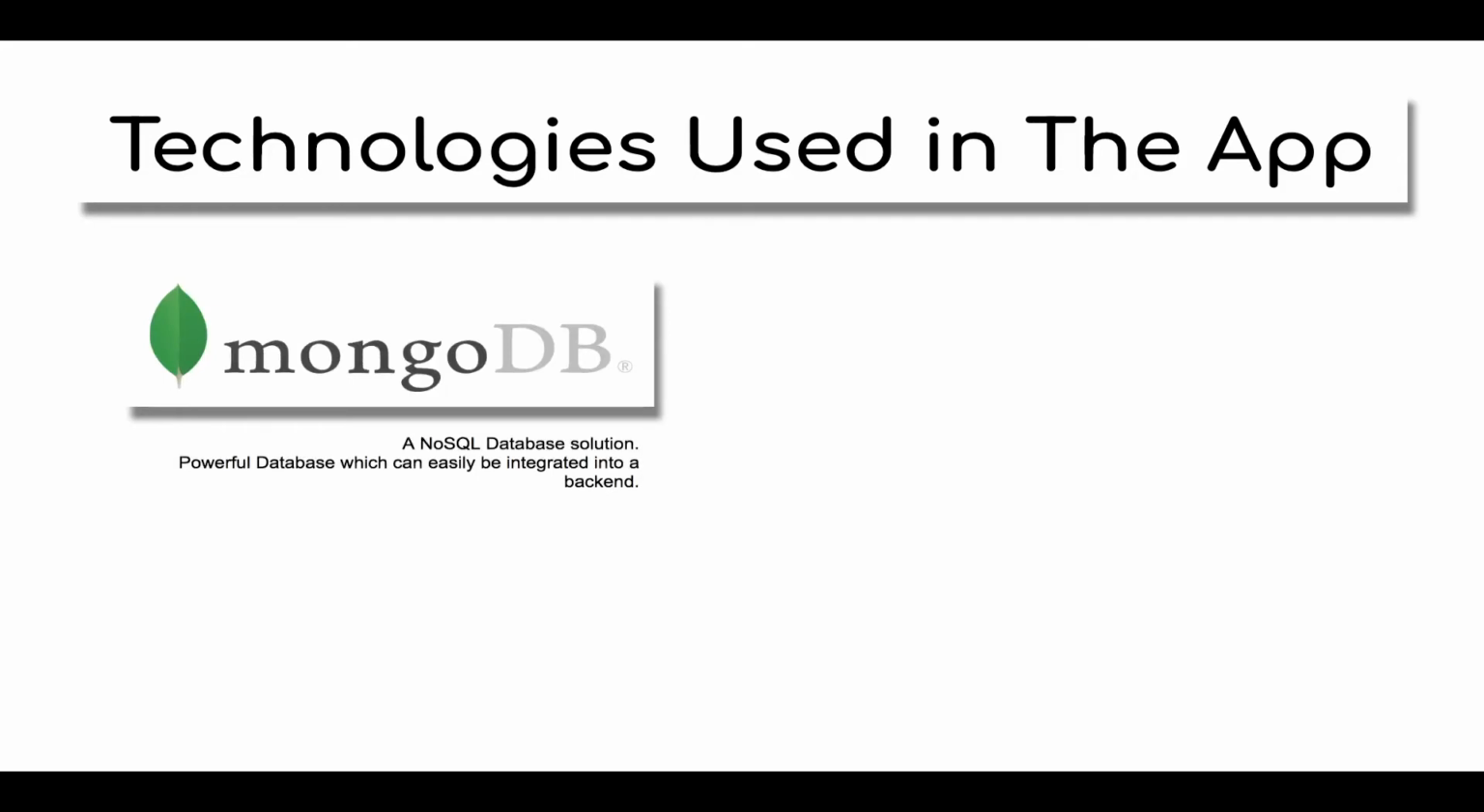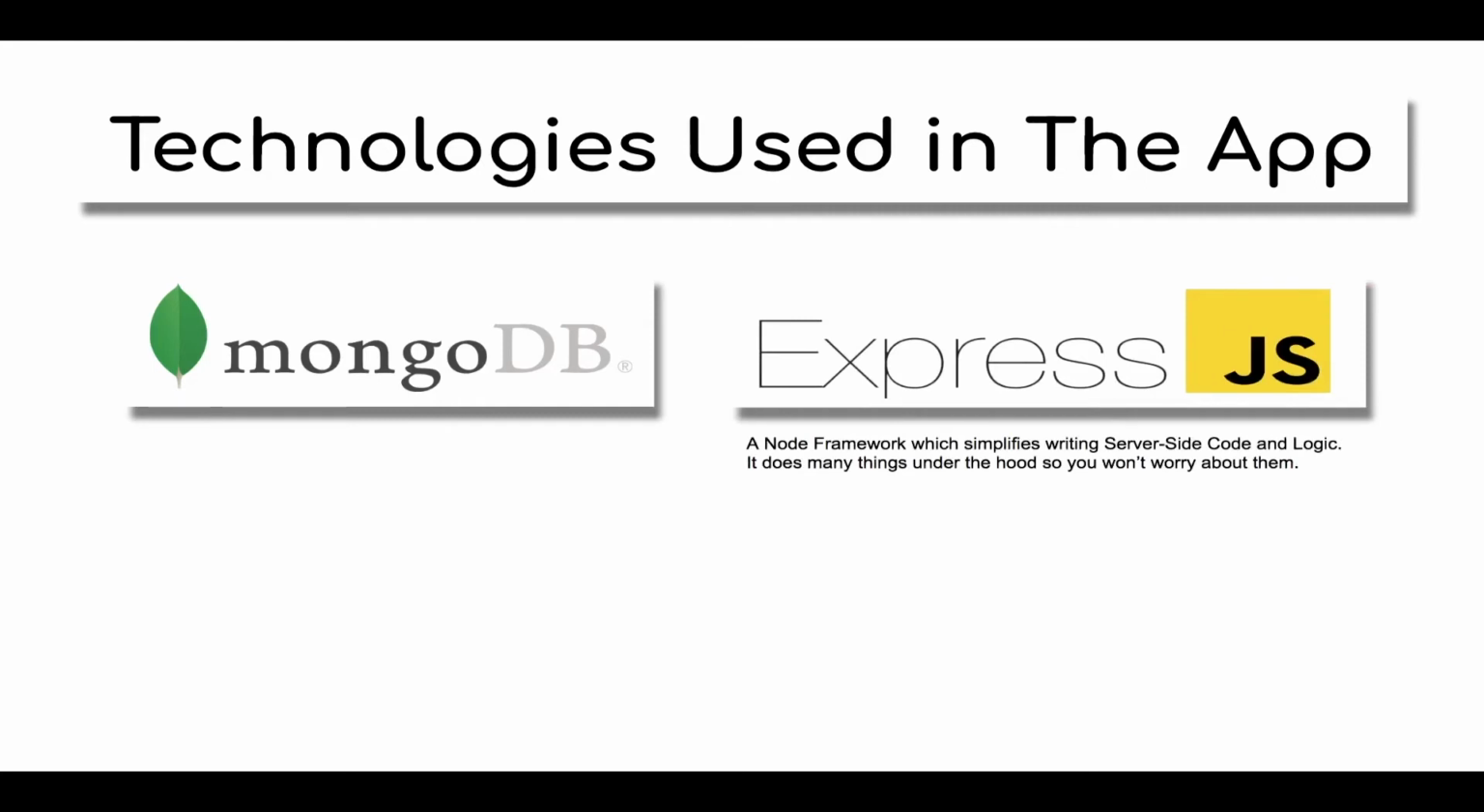It's a database solution. We used MongoDB to store our application data, and it's a very good way to do that because it can easily be integrated with the backend. And second, we have Express.js. It's a Node framework that makes it very simple to write server-side code, and it's doing many things under the hood, so you don't worry about them and you focus more on writing the code for your application itself.